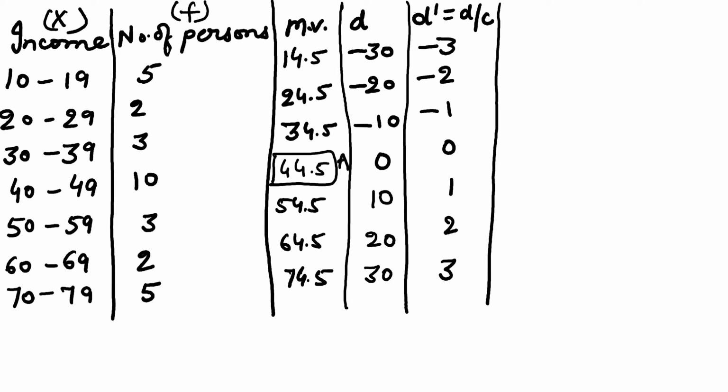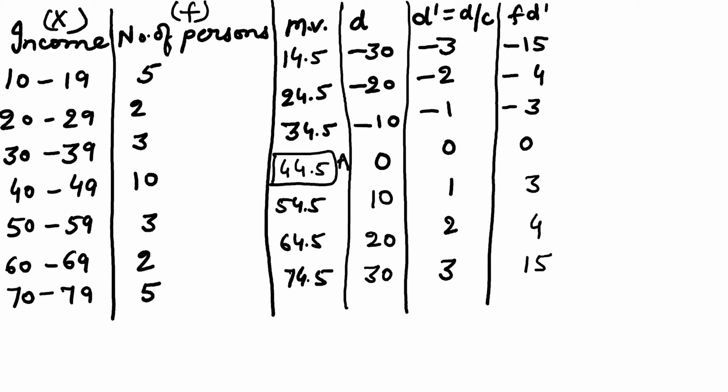Next we have to calculate fd dash as per the formula. So f is 5, d dash is minus 3. 5 multiplied by minus 3 will be minus 15. Then 2 multiplied by minus 2 will be minus 4. Then 3 multiplied by minus 1 will be minus 3. 10 multiplied by 0 will be 0. 3 multiplied by 1 is equal to 3. 2 multiplied by 2 will be 4. And 5 multiplied by 3 will be 15.